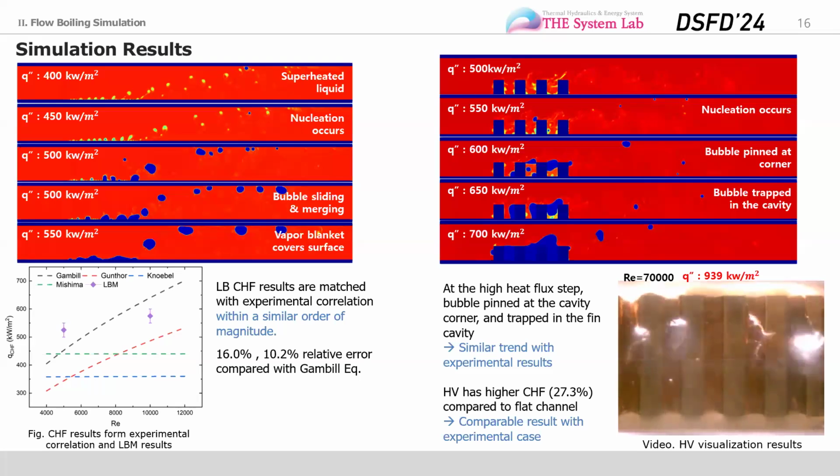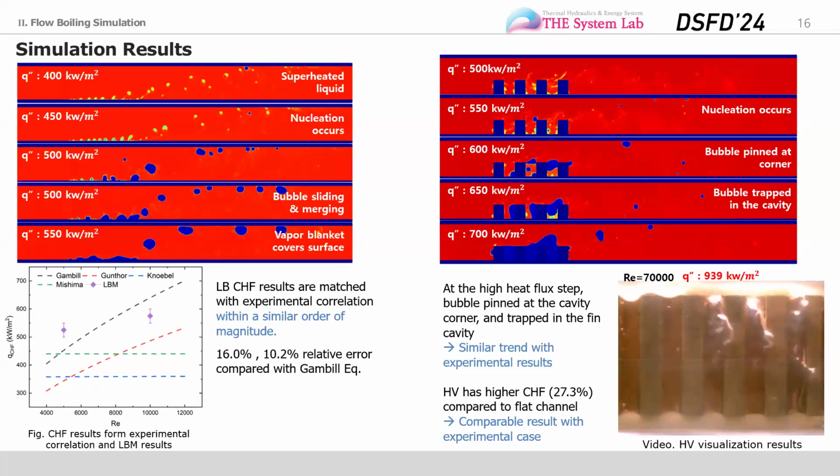With the surface temperature data, we can identify the critical heat flux of the flat channel case, and I compared this result with the experimental result, and I can find that the LB critical heat flux result matches the experimental correlation within a similar order of magnitude. And for the structured cooling channel, you can see that the nucleation is delayed in terms of heat flux.